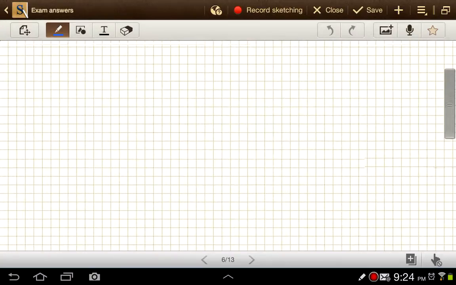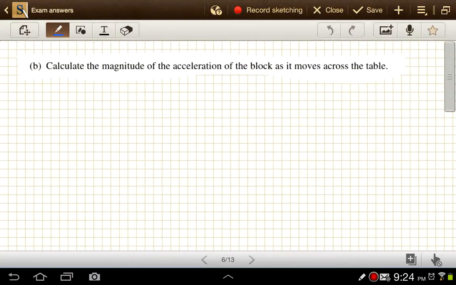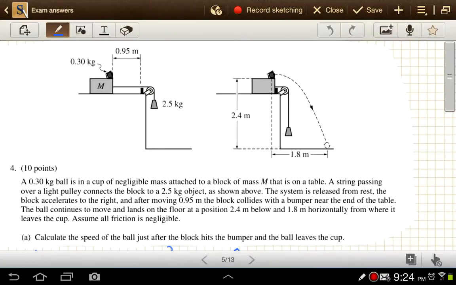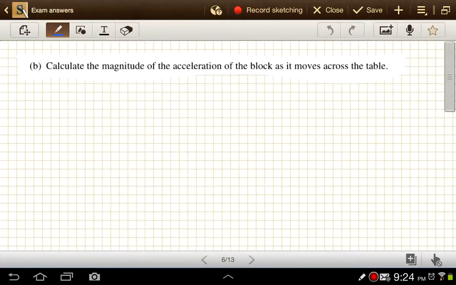The next question asks us about the acceleration of the block as it slides across the table. So now we come back to our original line of thinking. We knew that it started at rest here. It ends now at a speed of 2.6 meters per second, and it travels a distance of 0.95 meters to do that. So we can do this with kinematics again.